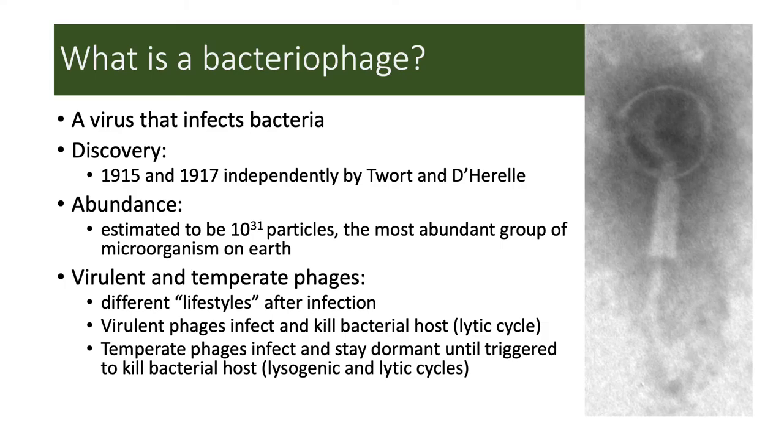They are estimated to be in the region of 10 to the power of 31 particles, and this makes phages the most abundant group of microorganisms on Earth.